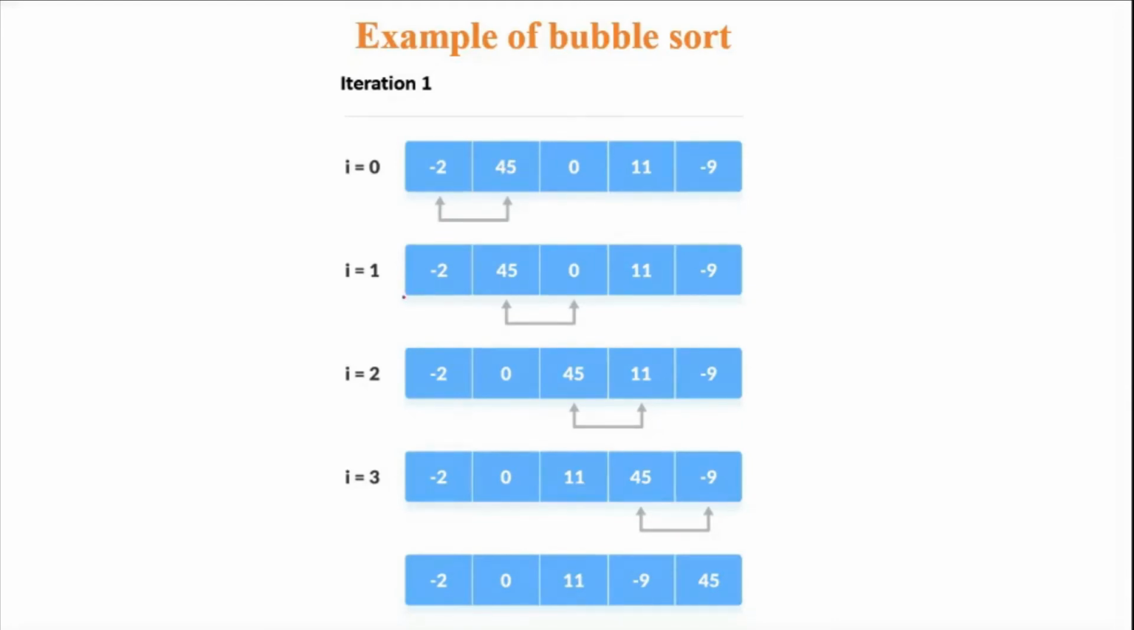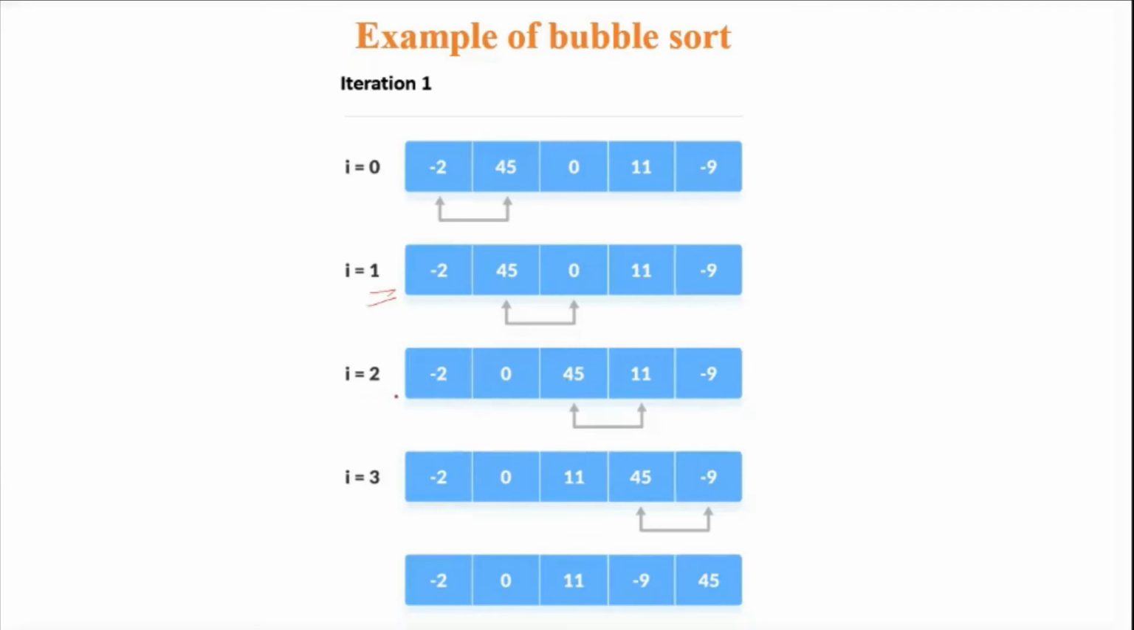And in the second step, this is the first step: i equal to 0 is the first step, i equal to 1 is the second step, etc. In the second step, we check the second element with the third element, whether the second element is larger than the next element or not. So here 45 and 0. 45 is larger than 0, so we have to swap it. 0 becomes at the place of 45 and 45 becomes in the place of 0. See, the 0 and 45 are swapped here.